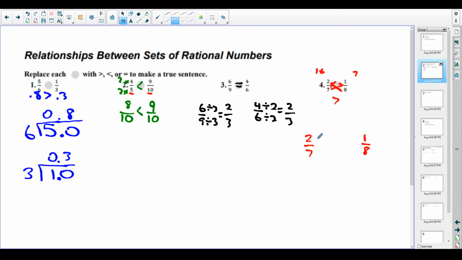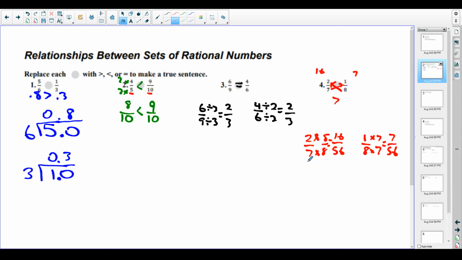So we're multiplying top and bottom by 8 here. 2 times 8 is 16 over 7 times 8 is 56. And then on the right side, we're multiplying top and bottom by 7. So that gives us 7 over 56. And then you're just comparing numerators.